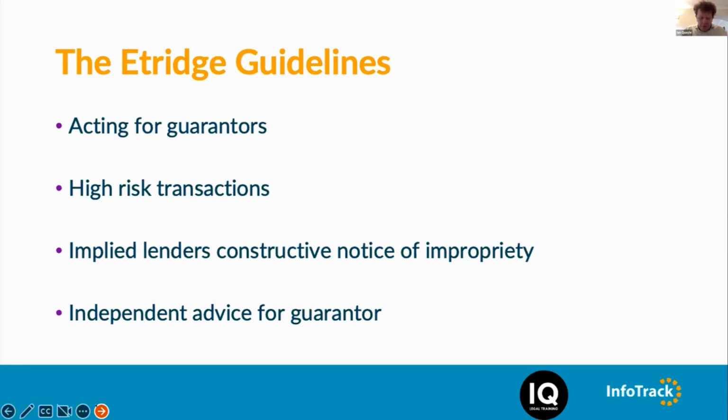My philosophy is that we shouldn't be acting for guarantors in residential conveyancing transactions. They should be advised independently. With regard to high-risk transactions, we should be undertaking further checks and controls with regard to the file. We need to be aware that where there is anything untoward that could generate undue influence, that will have implications for the lender, on the basis that they will have constructive notice of impropriety due to our awareness. A number of things really flow from this.